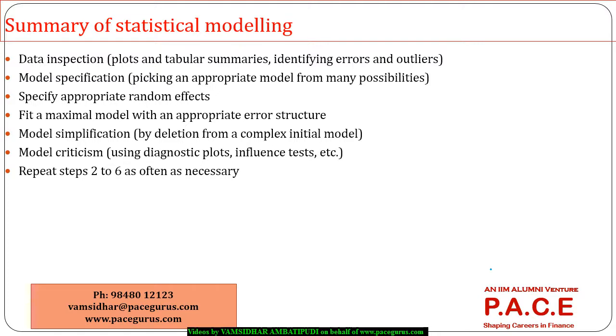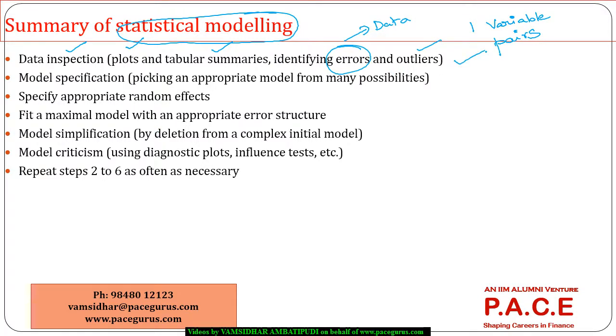So now that we have a good understanding of all these activities, quickly summarizing, if I have to create a statistical model, what are the various steps? My first step always is to inspect the data. First go with one variable analysis, then look at the variables in pairs, look at different kinds of plots, create tabular summaries, and look out for errors with respect to data entries. Identify different possible outliers that could be there in the data. Let all that be one step.